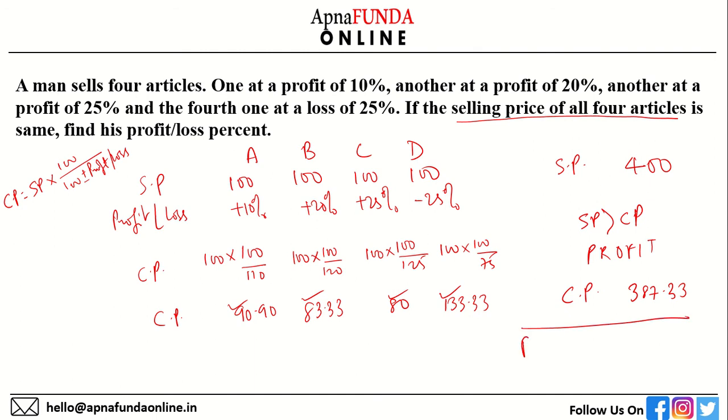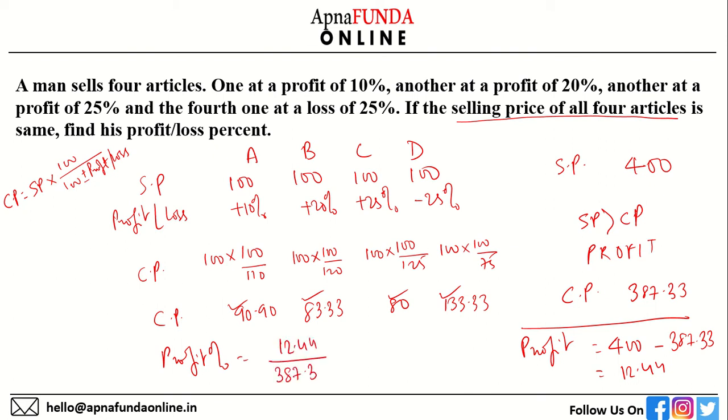And profit in this case is 400 minus 387.33, selling price minus cost price, which is equal to 12.44. Profit percent is equal to 12.44 divided by 387.33 into 100. This will give me my final answer as 3.21%.